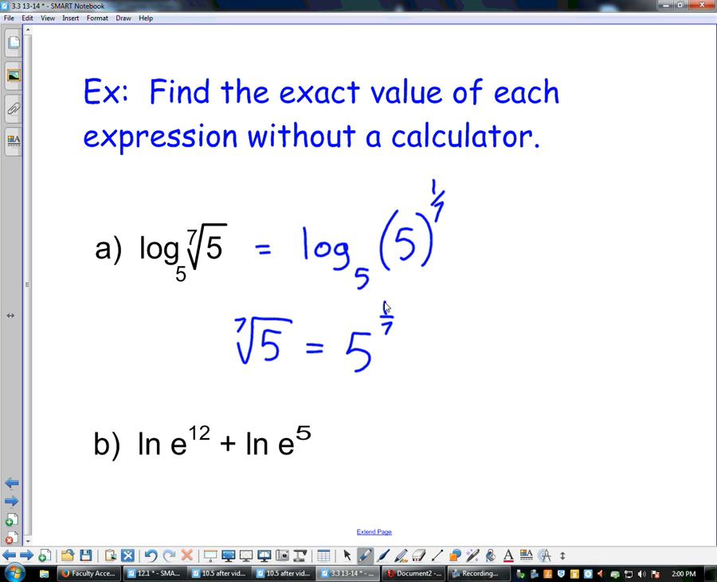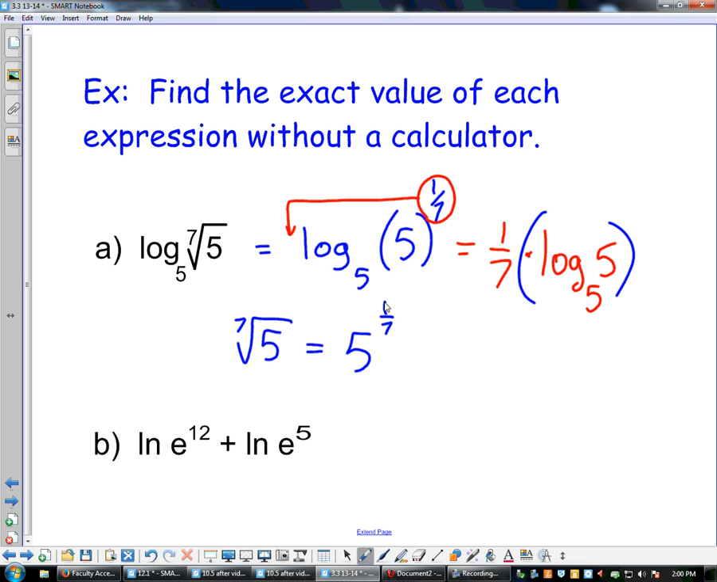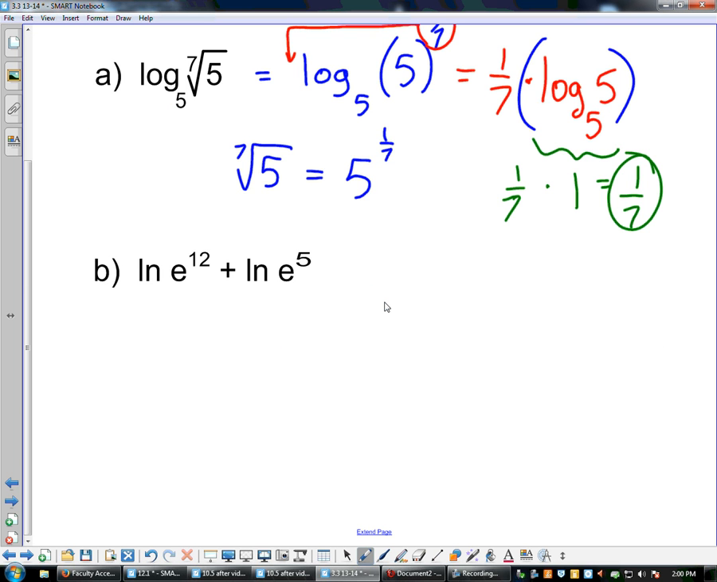Using our power property of logarithms, this 1/7 can come down in front. So we can write this as 1/7 times log to the base 5 of 5. And you should be recognizing log to the base 5 of 5. That's really just equal to 1, because 5 to the first is equal to 5. 1/7 times 1 gives me the answer of 1/7. No calculator needed. All right, and let's try this next one.